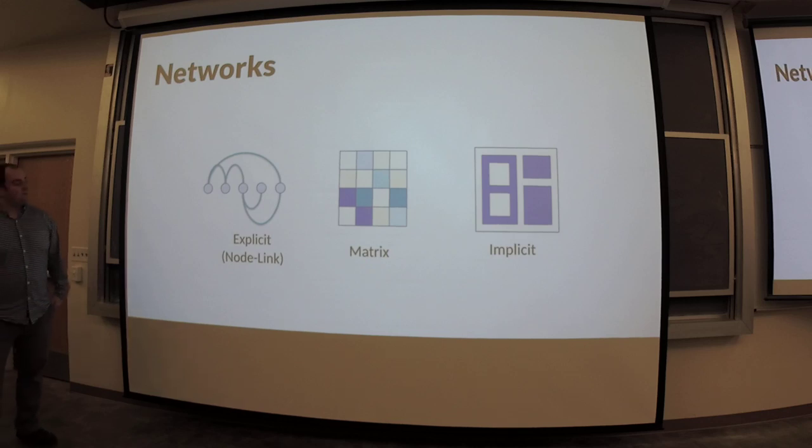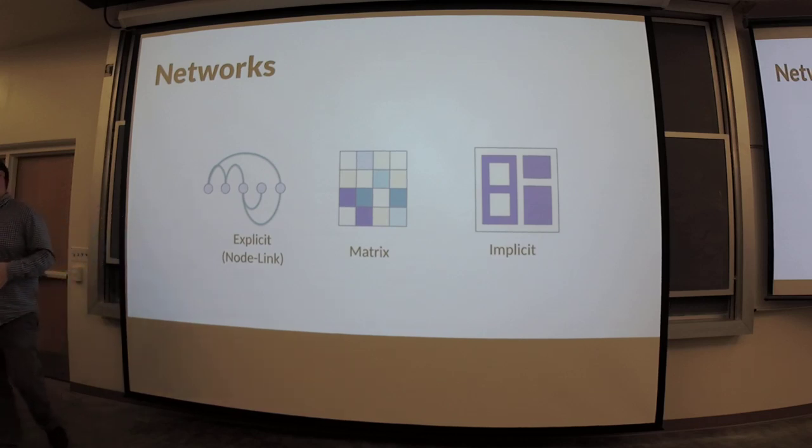Just to recall, we distinguish between three different types of networks. Explicit networks are node-link diagrams, where we do things like force-directed layouts to essentially create a visualization that is familiar to us and that optimizes the relationship between the nodes. The matrix, in contrast, is very simple to calculate positions for, and it shows you edges in the cells by filling in a cell wherever there is an edge between a row and the column. Those, of course, have different pros and cons.